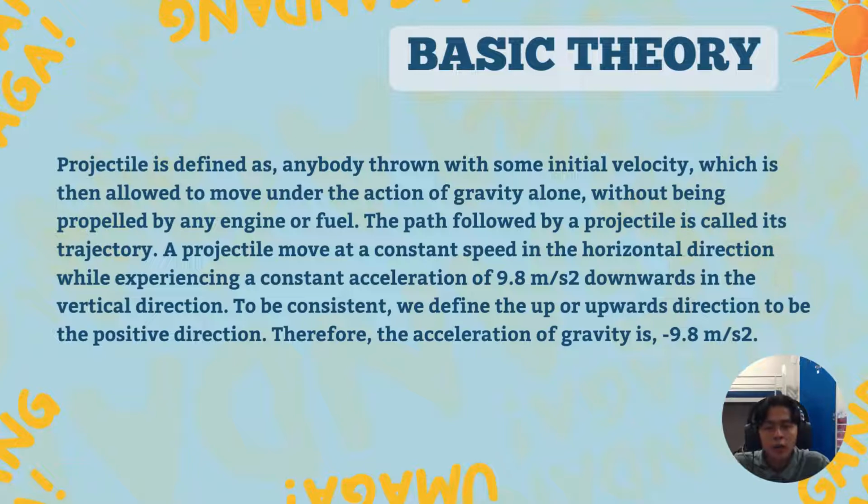Now I will talk about the basic theory of projectile motion. A projectile is defined as anybody thrown with some initial velocity, which is then allowed to move under the action of gravity alone, without being propelled by any engine or fuel. The path followed by a projectile is called its trajectory. A projectile moves at a constant speed in the horizontal direction while experiencing a constant acceleration of 9.8 meters per second squared downward in the vertical direction. To be consistent, we define the upward direction to be the positive direction. Therefore, the acceleration of gravity is negative 9.8 meters per second squared.